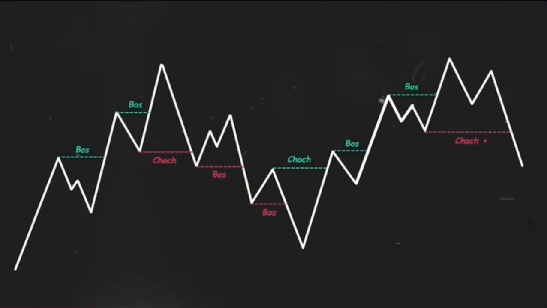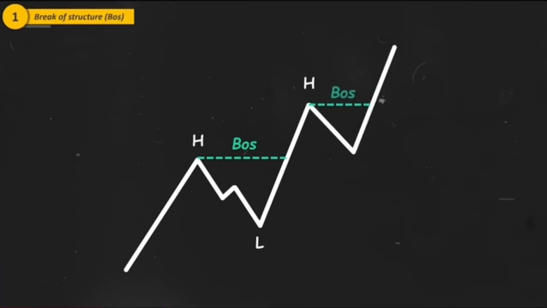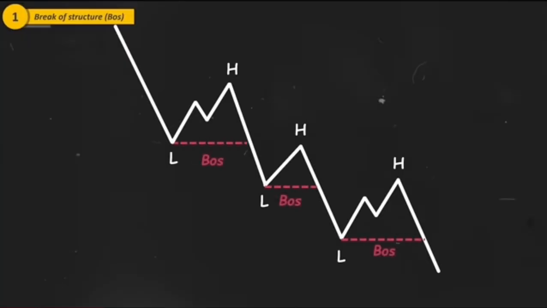Here, we have the basic diagram showing the market structure labels within the indicator. The BOS label represents a break of structure, which happens when the price breaks recent highs or lows. A bullish BOS indicates bullish momentum and suggests a possible continuation to the upside. On the other hand, a bearish BOS signals bearish momentum and suggests a possible continuation to the downside.